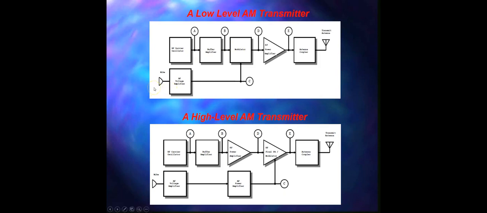So here, in order for the modulator to function, it needs an information signal, and that information signal is coming from this microphone. This microphone is one way of developing the information signal. However, it only produces a few millivolts of signal. This simply is not enough to operate the modulator.